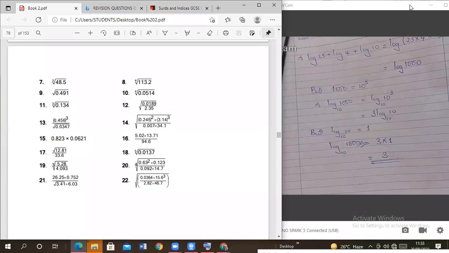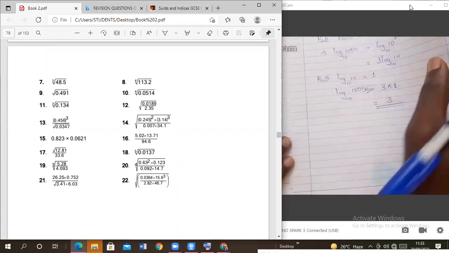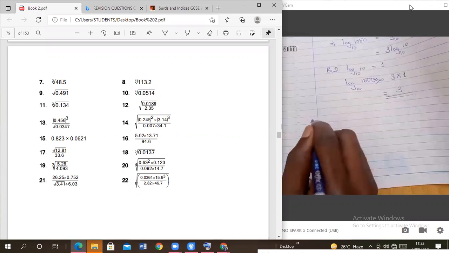That is 1. We are just revising. How do you rationalize surds? There's also another one here, members. I've got another one here, still under indices.